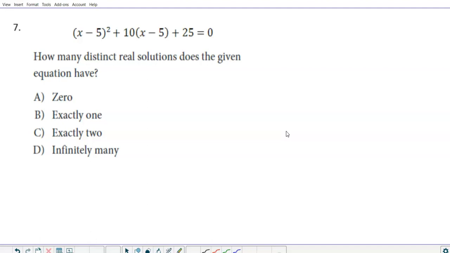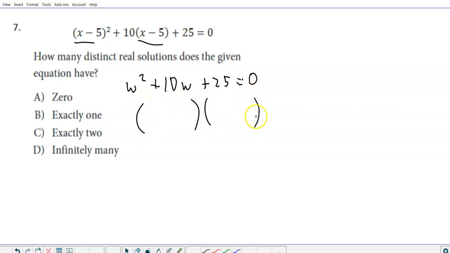How many distinct real solutions does the equation have? So you could treat this like a quadratic. This would be the shortcut. So I'm going to call that W. So W squared plus 10W plus 25 equals 0. So we're going to try to factor that guy. This shouldn't be too bad. 5 and 5, plus and plus. So we get a solution of W equals -5.